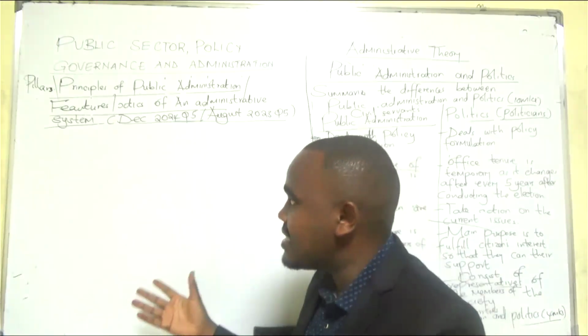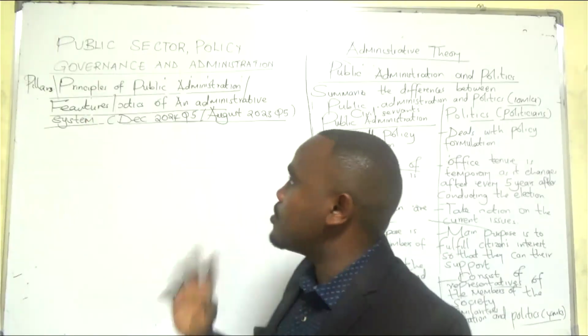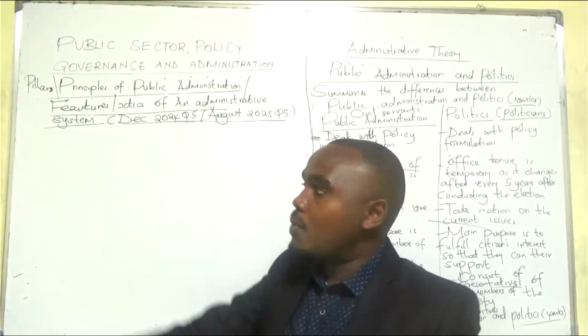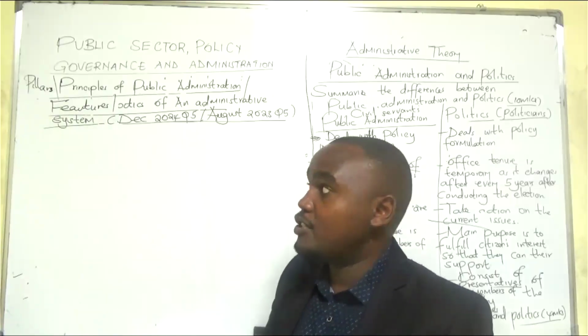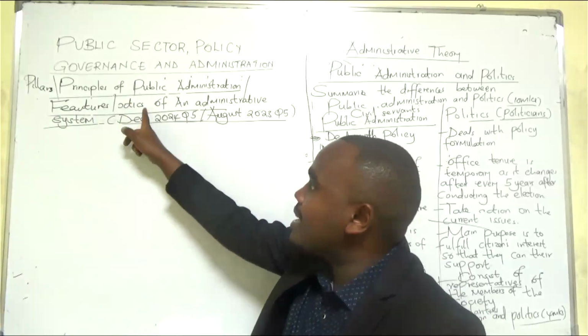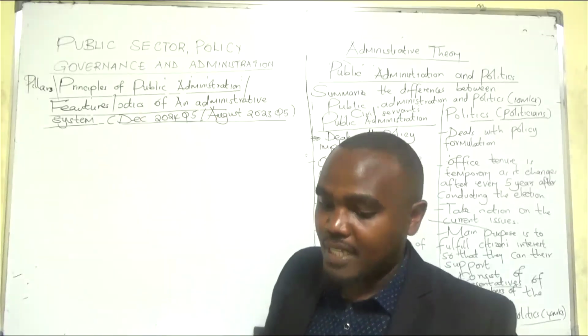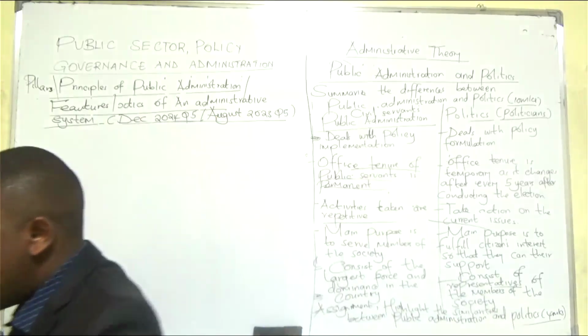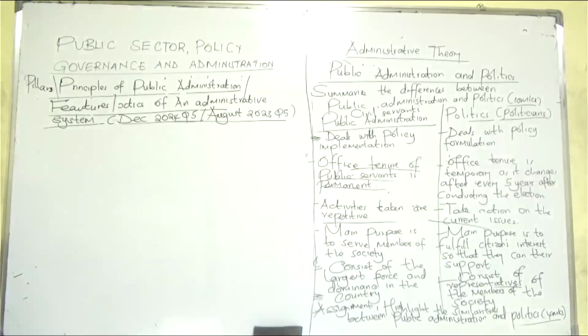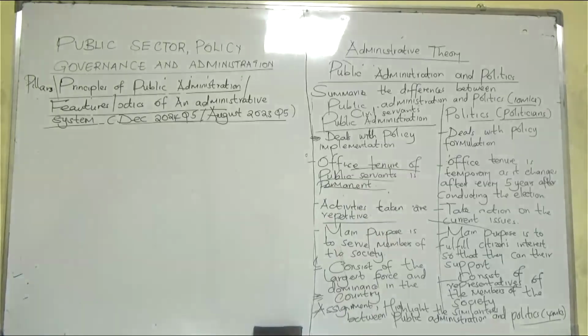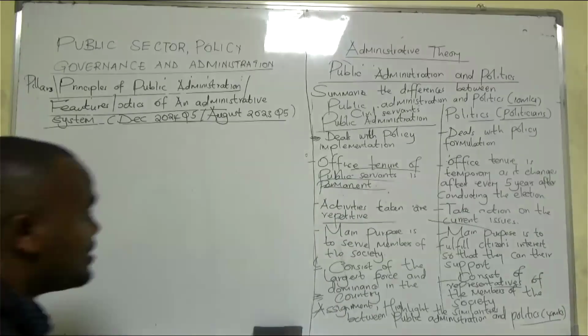And that is why we are saying, if you're asked what are the principles of public administration, what are the pillars of public administration, what are the features or characteristics of a primary administrative system, then somebody must have the same answer. 1, efficiency and effectiveness.